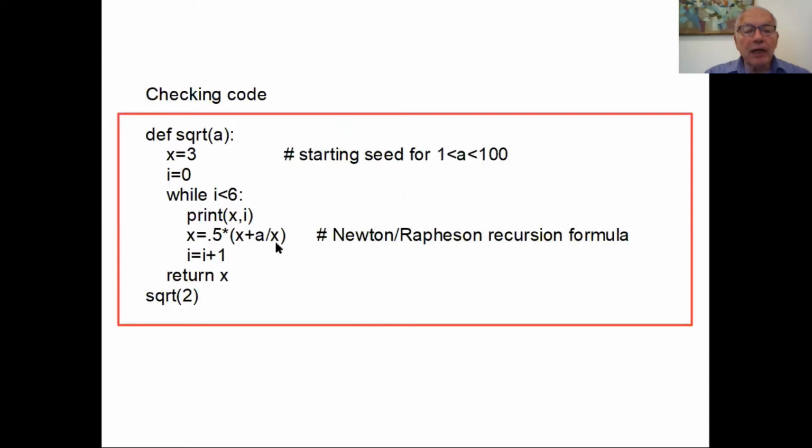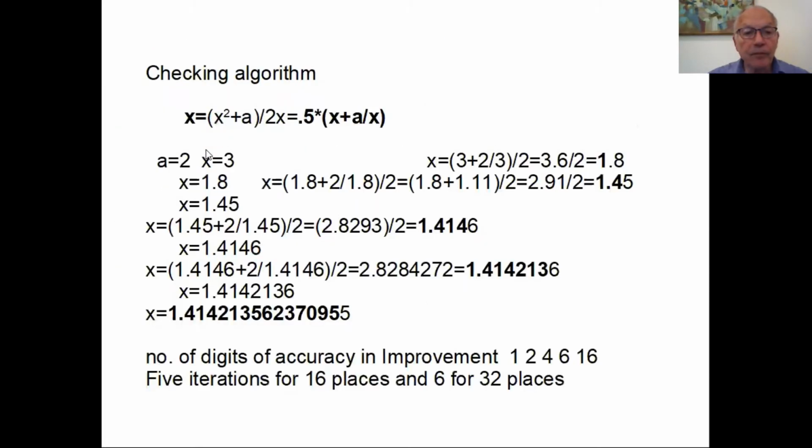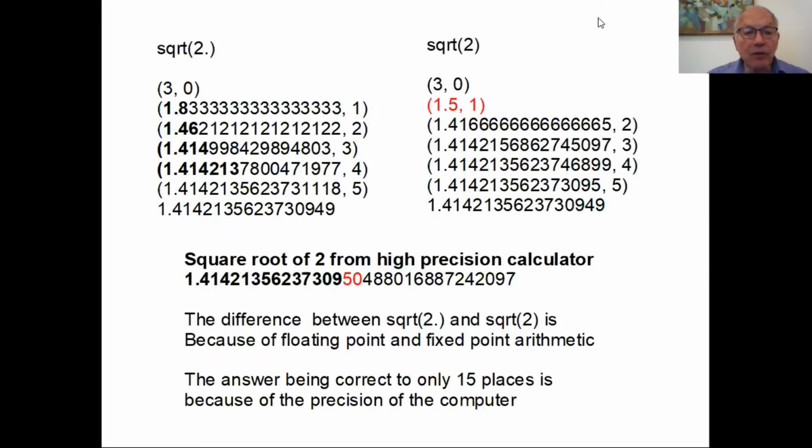Okay, and now what I'd like to do is check that code. So I now expand the code. I put a print statement in there to print out what's happening, and I put the square root of 2 as my sample. And when I go through, I see that I get numbers that are close to what I had before, 1.8, 1.46, 1.414. We look back, and we can see that. So the computer is, in this case, giving me answers consistent with my hand calculations.